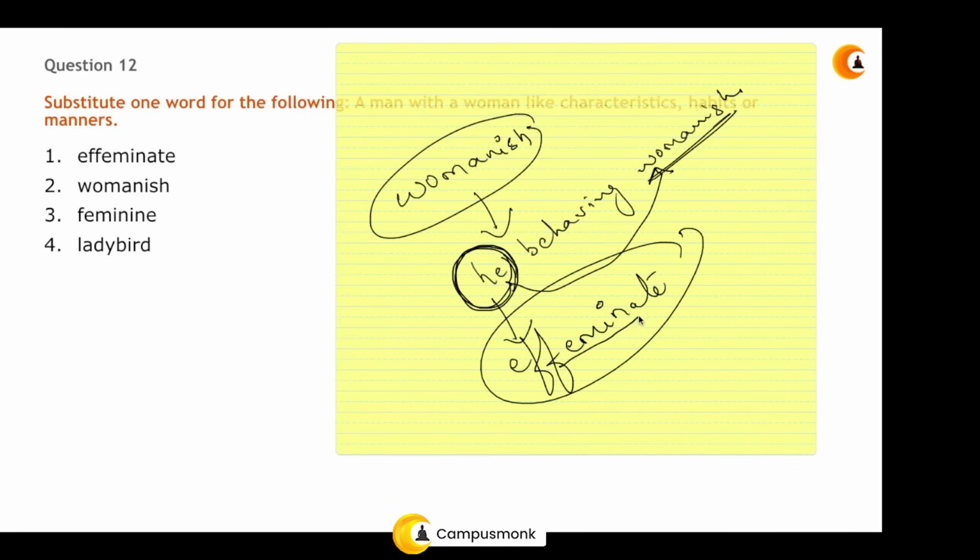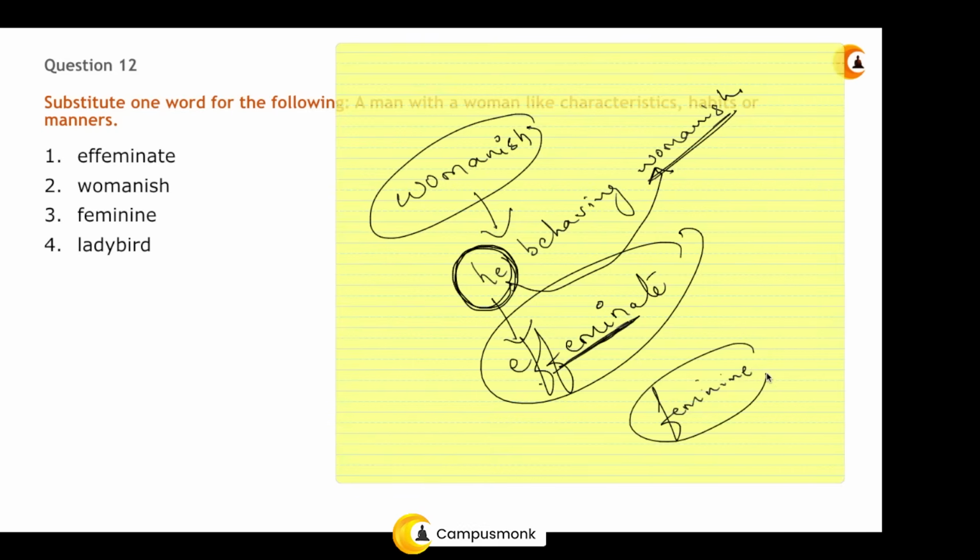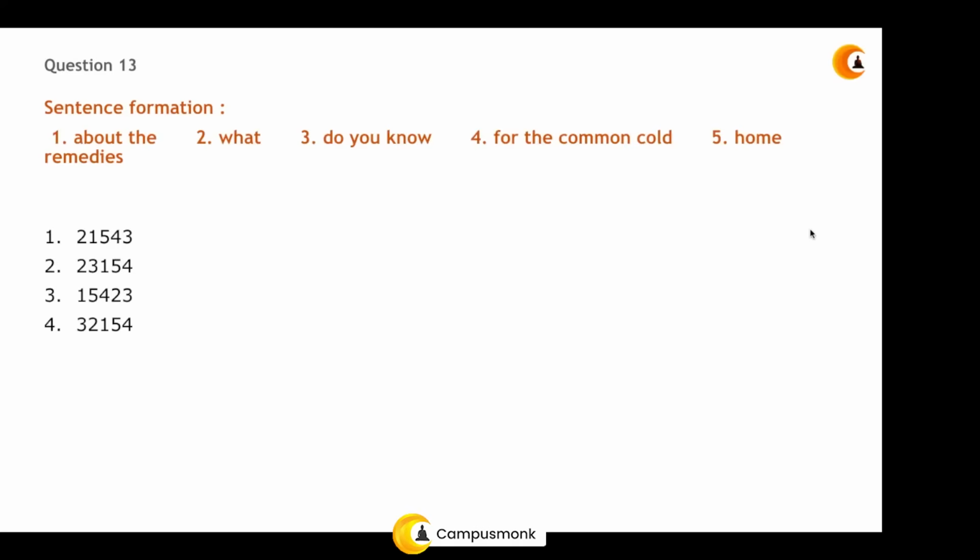The word effeminate is derived from feminine. Feminine is gender based, feminine and masculine, so that has nothing to do with a man. Ladybird is not an answer, obviously. In effeminate, you can see the word femin is already there. So someone who imparts the characteristics of a feminine, a man, is known as an effeminate. Alright, so your answer is in option number 1. Clear? Alright. Moving on to the next question.